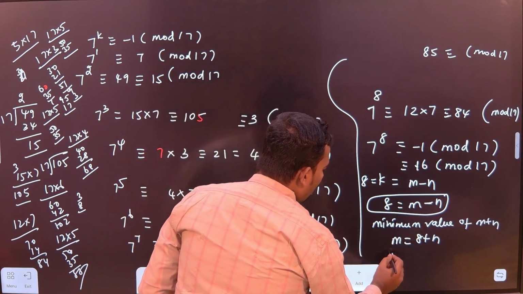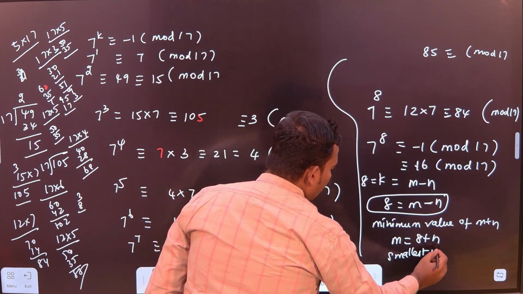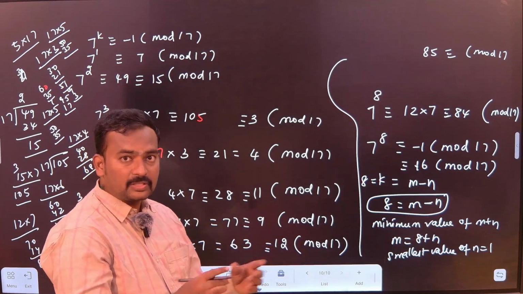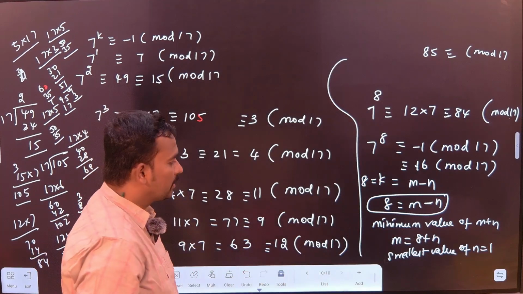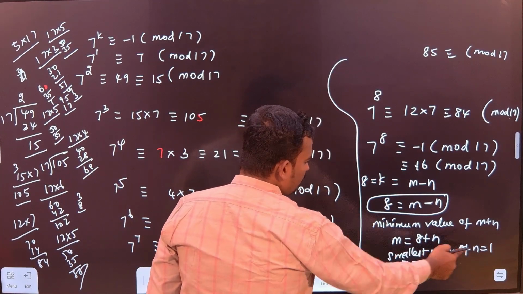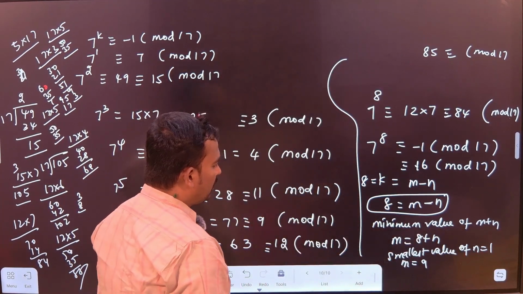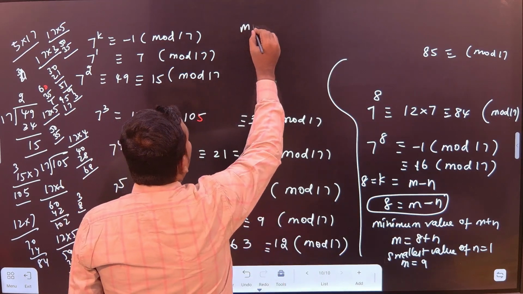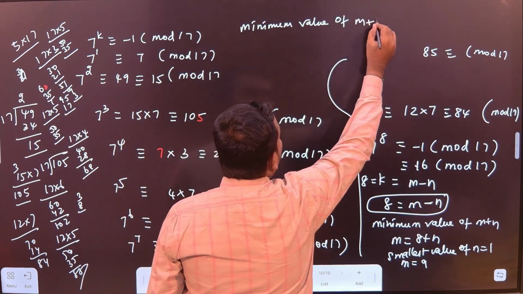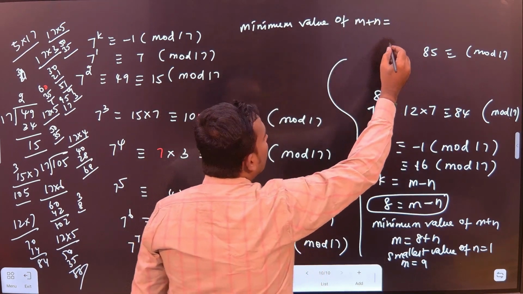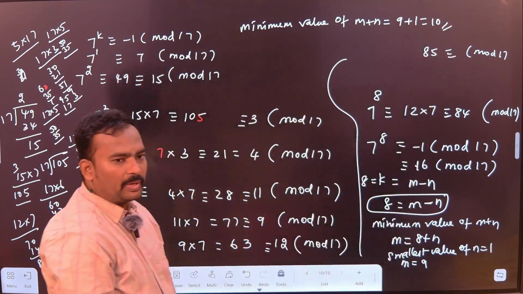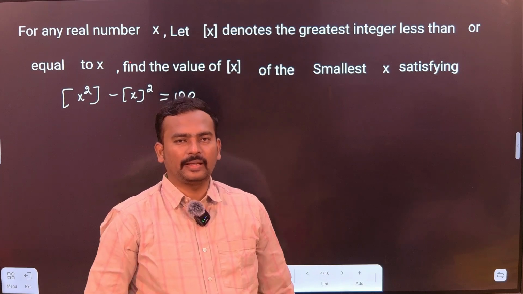The smallest value of n, you can take 1, right? That is the first natural number, the positive number, right? Okay. So then m will be 9, correct? So you just put here 8 plus 1 is 9. The minimum value of m plus n: m here is 9, n is 1. It is 10, your answer. I hope everyone understands. So we'll continue to the next problem.